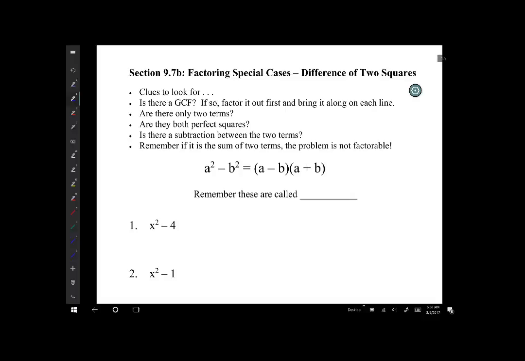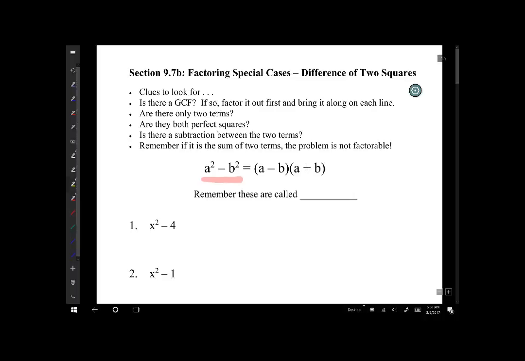In section 9.7b, we're going to be factoring special cases, specifically the difference of two squares. As we begin this, all of our problems that are going to be factorable by the difference of two squares are going to be set up in a manner where we have a squared minus b squared, something squared minus something else squared. And this factors to what are called conjugates.